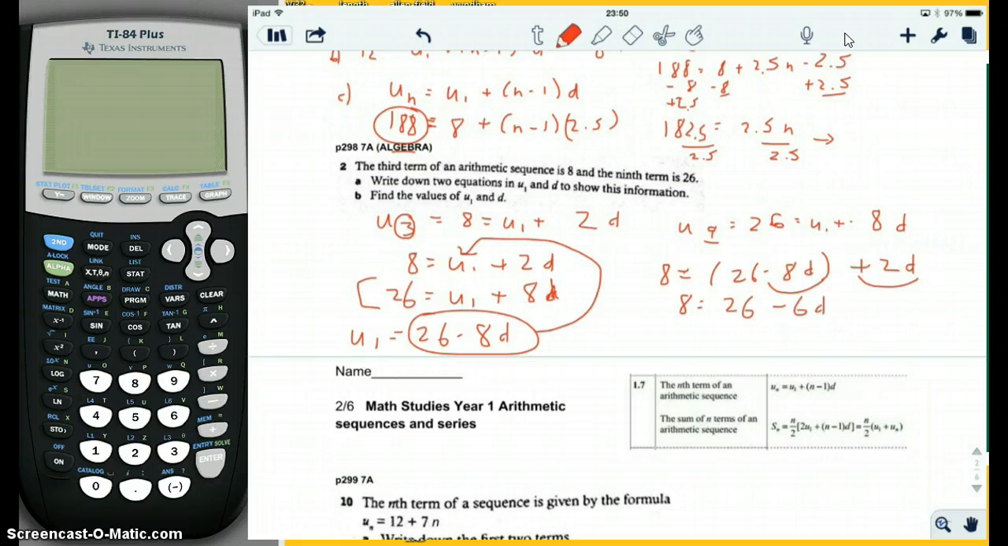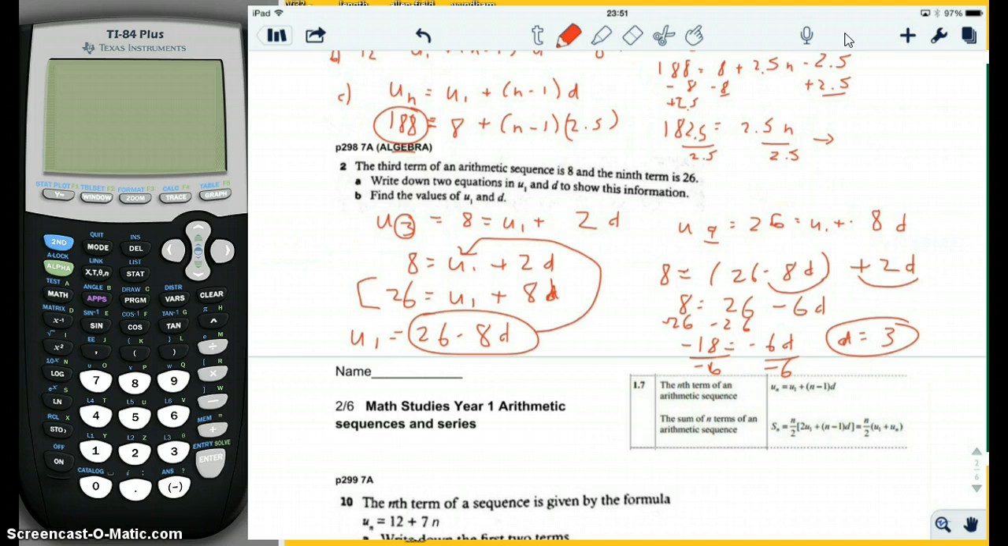And then you could subtract 26 from both sides. That will give you 0 on this side, it will give you minus 18 on this side, minus 18 equals minus 6d. So d is equal to negative 18 divided by negative 6, divide both sides by negative 6, and you end up with d equals 3. Okay, so d equals 3.